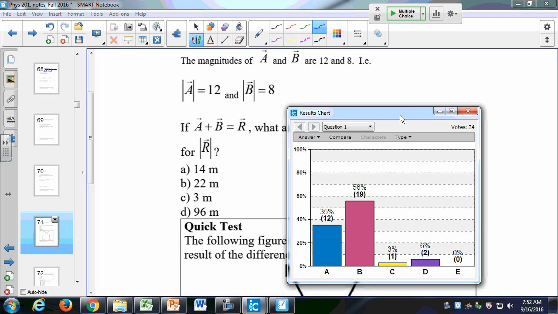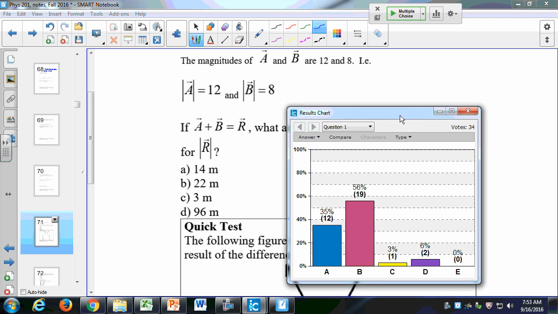Because if I have 12, the vector A right here is 12 units long. The vector B is right here. This orientation gives us the maximum value of A plus B. And A plus B, by the tip to tail method, I'm drawing from here over to here, is going to have a value equal to 20, because 12 plus 8. There's no way for you to get 22.